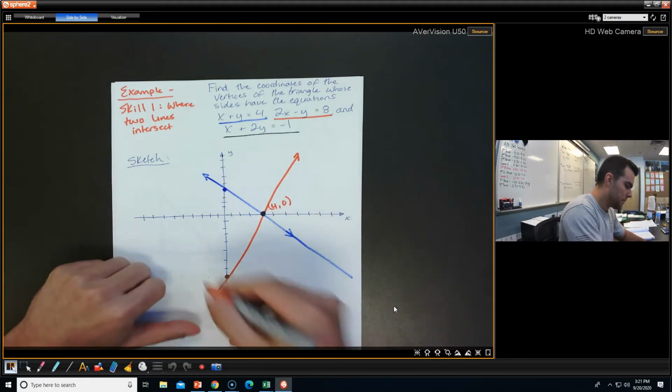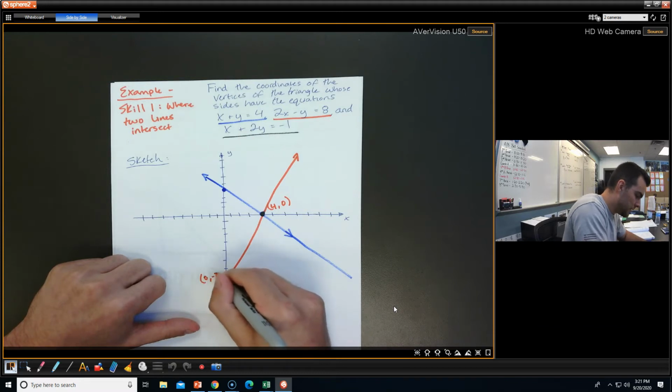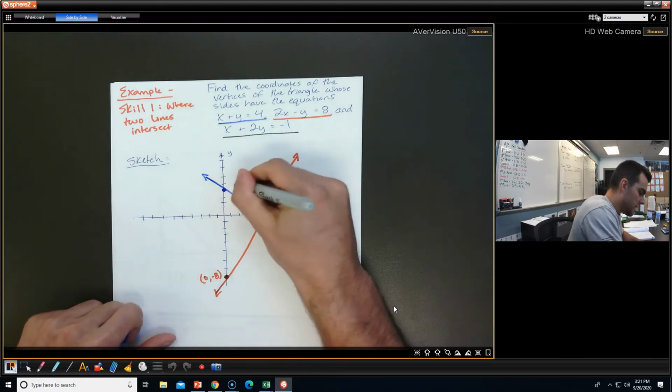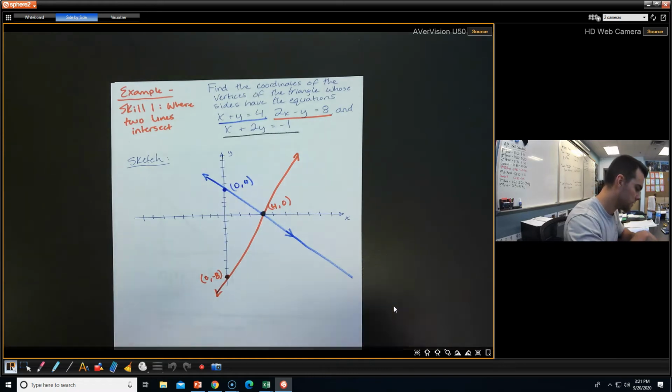So that's good. I'm going to start labeling my points because, hey, they might actually come in handy. Okay. And then our last one. x plus 2y equals negative 1. Let's plug 0 in for y. x equals negative 1. So (-1, 0) is one of our points.